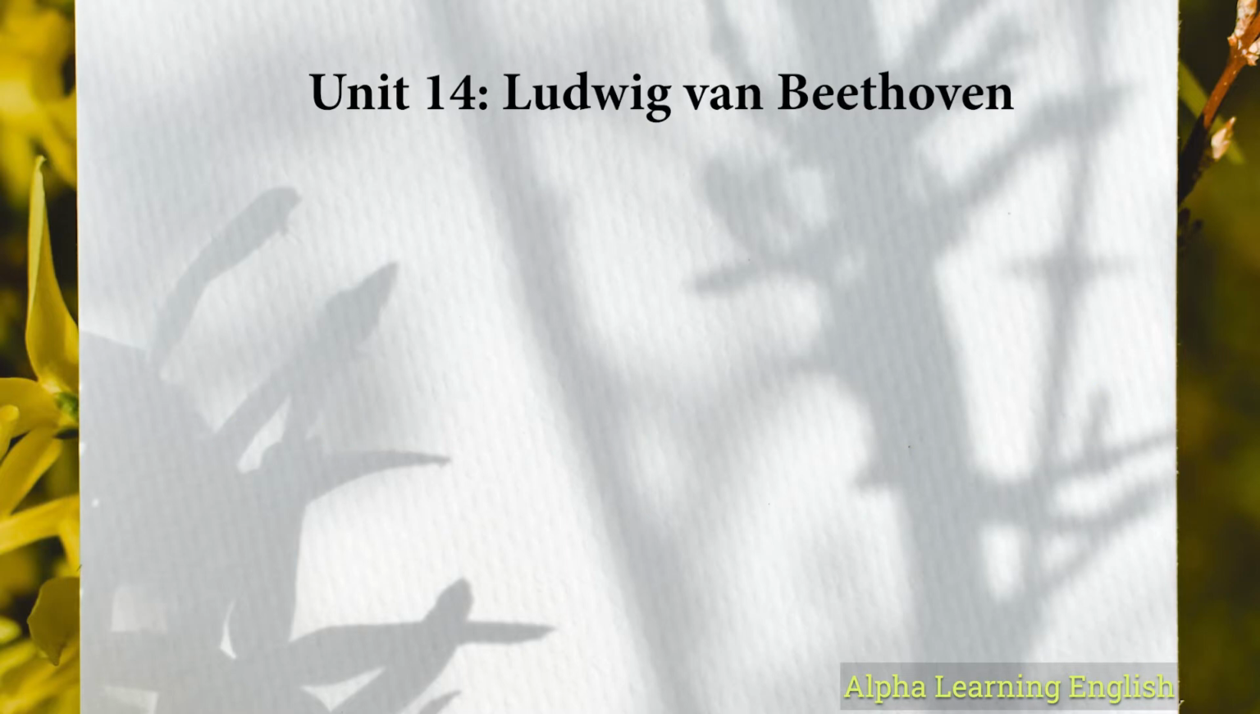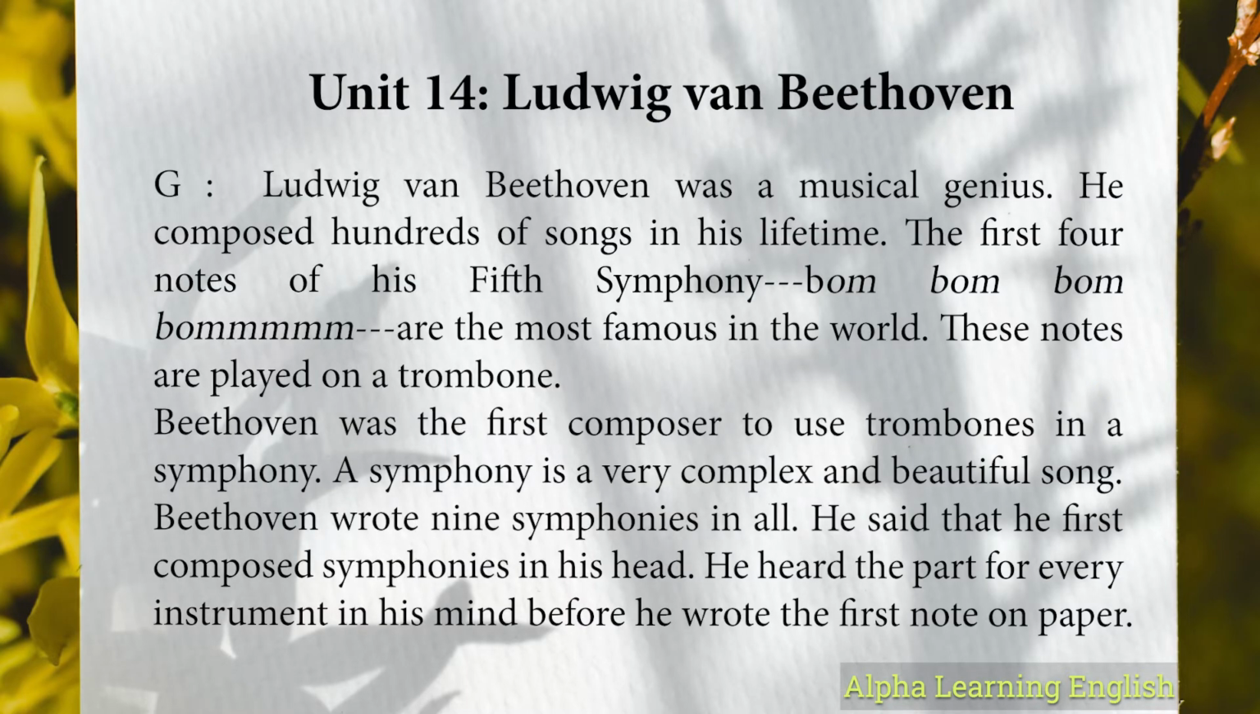Unit 14. Ludwig van Beethoven. Ludwig van Beethoven was a musical genius. He composed hundreds of songs in his lifetime. The first 4 notes of his Fifth Symphony, bum bum bum bum, are the most famous in the world. These notes are played on a trombone. Beethoven was the first composer to use trombones in a symphony. A symphony is a very complex and beautiful song. Beethoven wrote 9 symphonies in all. He said that he first composed symphonies in his head.